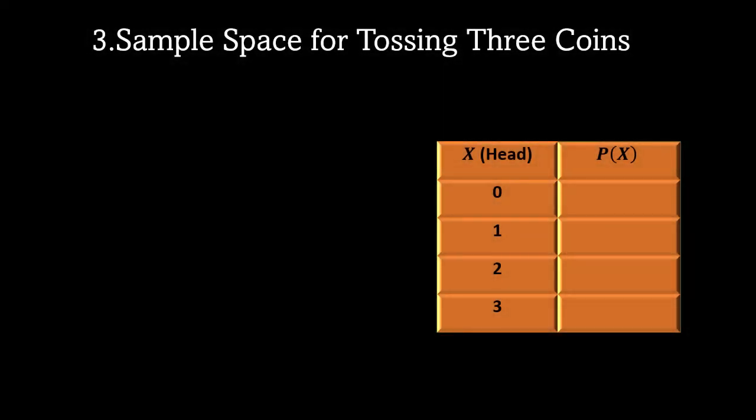Now we mentioned that the probability of a discrete variable can be organized in a table. So here we're tossing 3 coins. First of all, let's find our sample space. When we toss the first coin, we're going to expect head or tail.